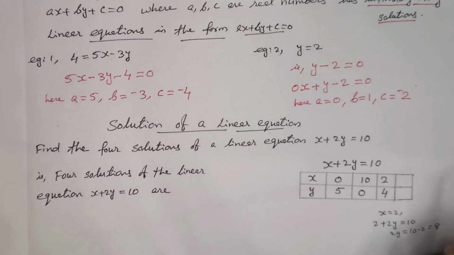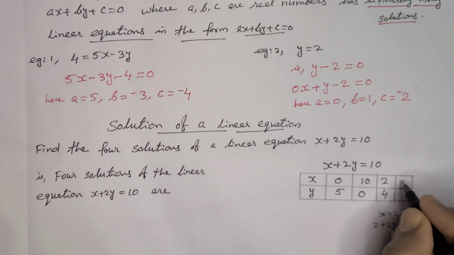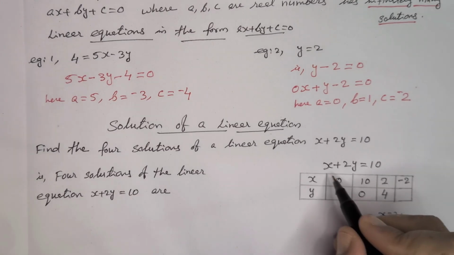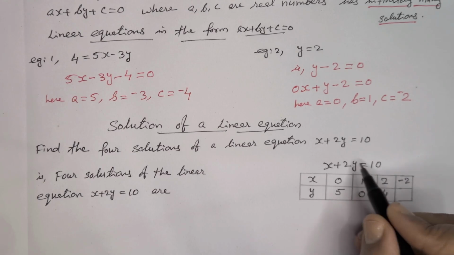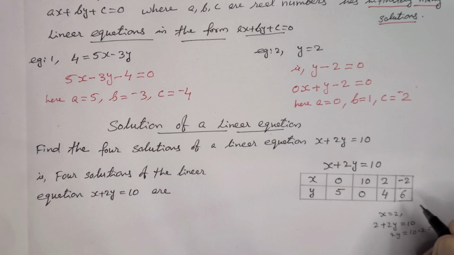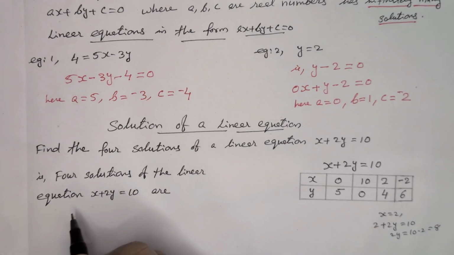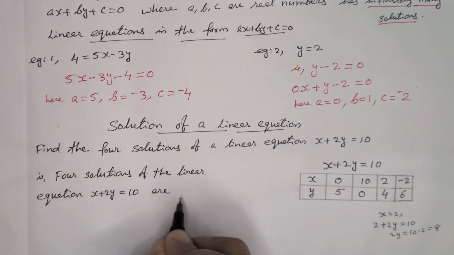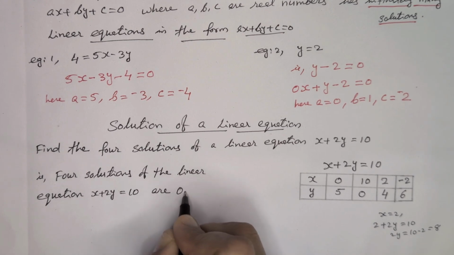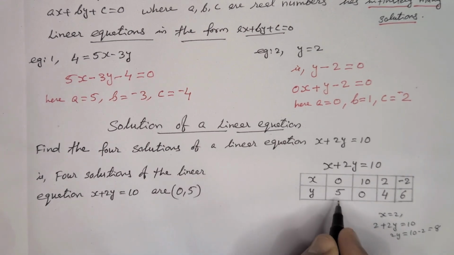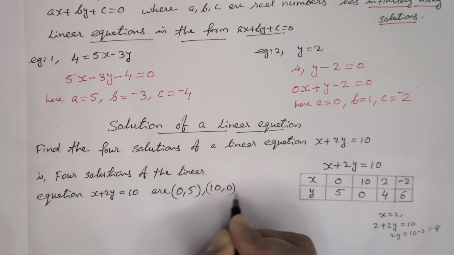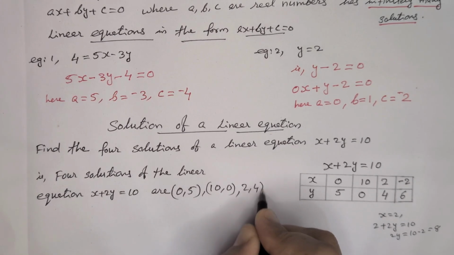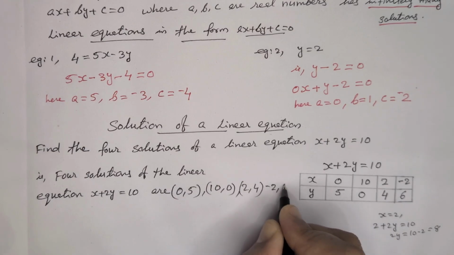8 plus 2, 10. We can put minus 2. When we are putting minus 2 here, 2y is equal to minus 2 on this side, it will come 10 plus 2, 12, and y is equal to 12 by 2, 6. So we can write four solutions of the linear equation x plus 2y equals 10 are (0, 5), first we have to write the x coordinate, then y, (0, 5), (10, 0), (2, 4), and (minus 2, 6).